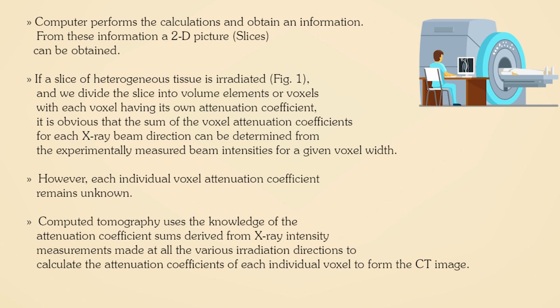However, each individual voxel attenuation coefficient remains unknown. Computed tomography uses the knowledge of the attenuation coefficient sums derived from X-ray intensity measurements made at all the various irradiation directions to calculate the attenuation coefficients of each individual voxel to form the CT image.